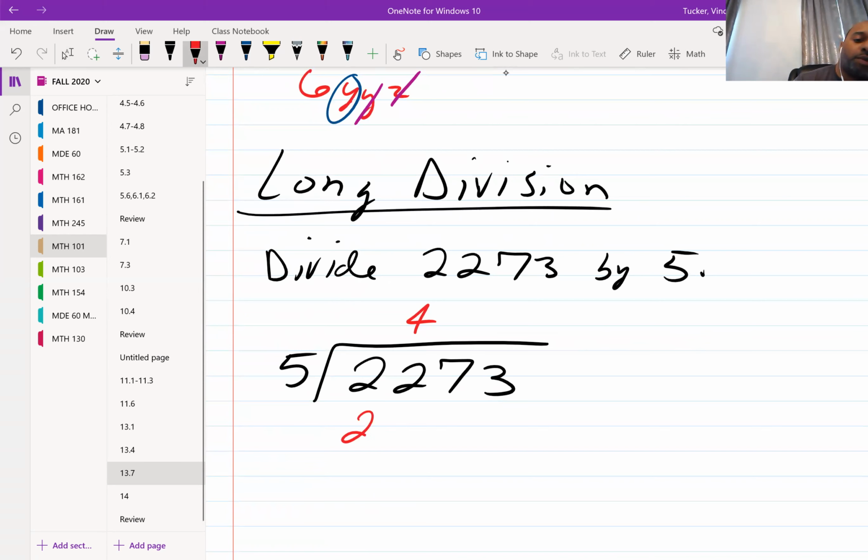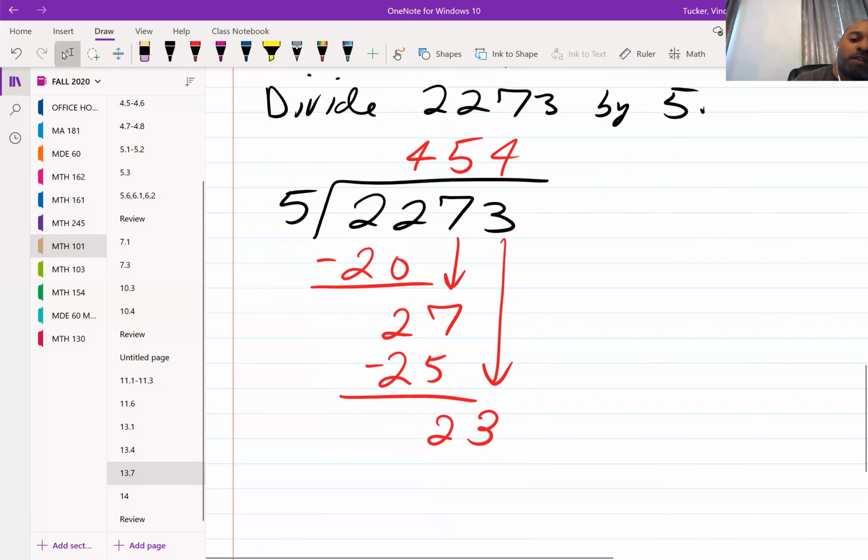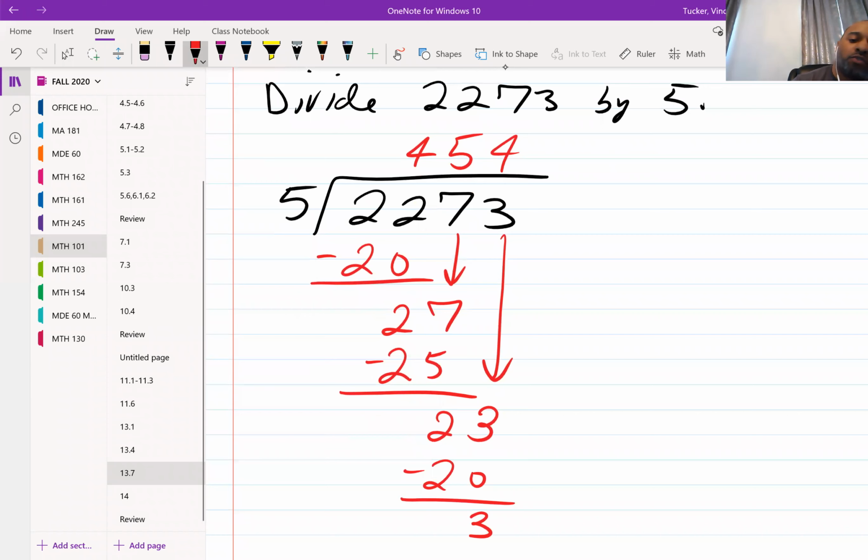4 times 5 is 20. Subtract those two numbers, 22 and 20, that'll leave you with 2. Bring down 7. 5 goes into 27 5 times. 5 times 5 is 25. Subtract, that'll leave you with 2. Bring down 3. 5 goes into 23 4 times. 4 times 5 is 20. Remainder of 3.